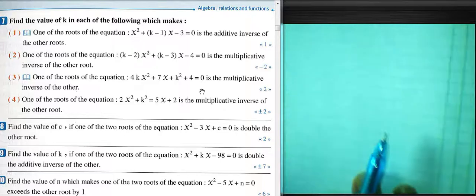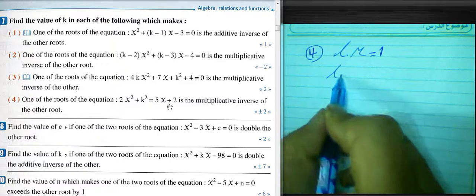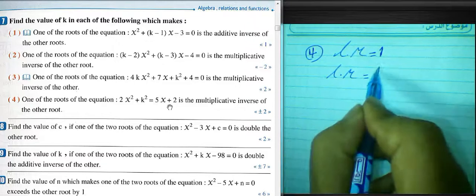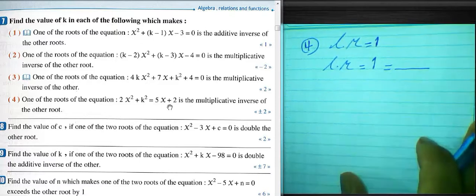Look at me with question number 4. One of the roots of the equation 2x power 2 plus k power 2 equals 5x plus 2 is the multiplicative inverse of the other root. Multiplicative inverse of the other root means L multiply M equals 1. How can we find L multiply M? We can find it by dividing the constant over the coefficient of x power 2.